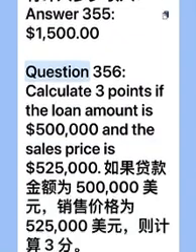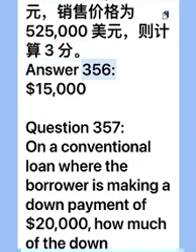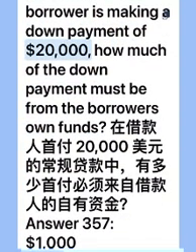Question 356. Calculate 3 points if the loan amount is $500,000 and the sales price is $525,000. Answer: $15,000.